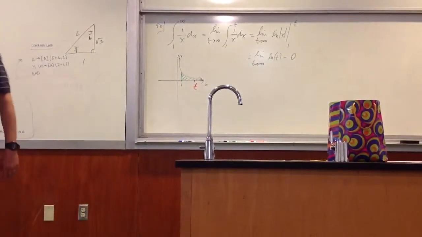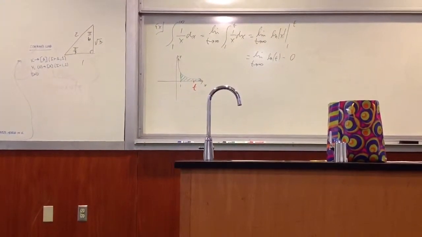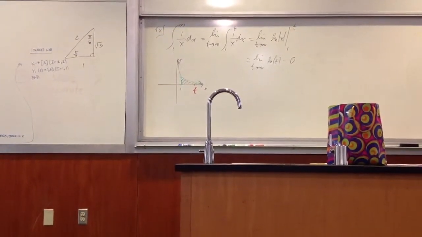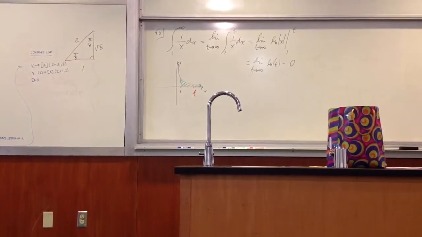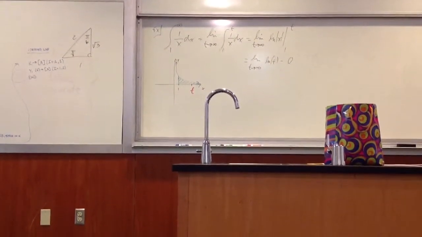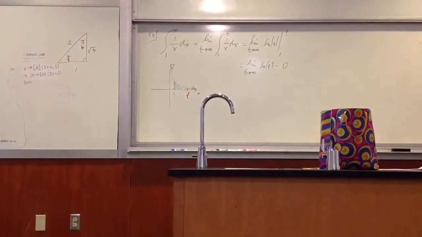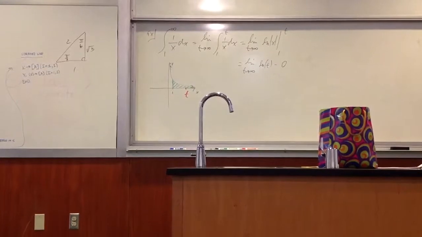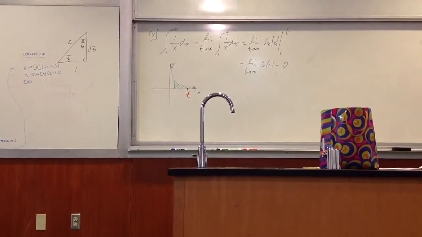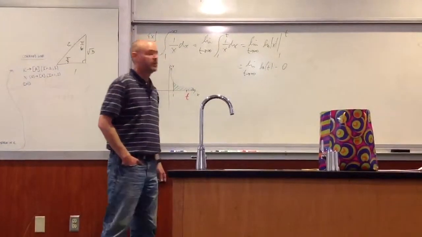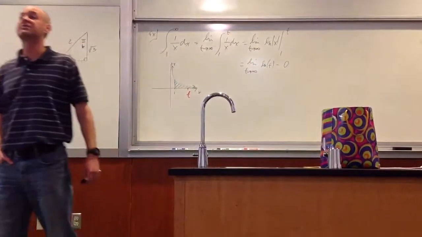Natural log of 1 is 0, right? So the proper integral gave me the natural log of t. You can put absolute value if you want. We're starting at 1 and going up to infinity. It'll never be negative. Now we've got to figure out what happens to this limit.